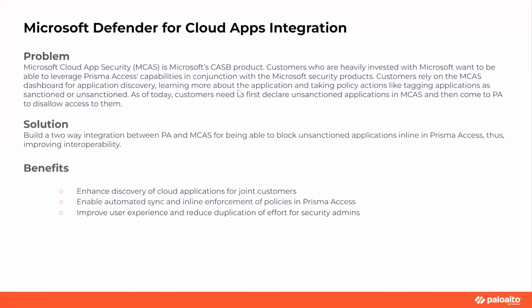Okay. For third-party integration, there are two features that we're launching today. One is around Microsoft Defender for Cloud Apps integration. For those of you who are heavy Microsoft users, you're probably familiar with MCAS, which is Microsoft's CASB product. We are providing integration between PA and MCAS so that you are able to block unsanctioned applications inline in Prisma Access and create that interoperability, so that you can enhance the automated sync and inline enforcement of policies in Prisma Access.